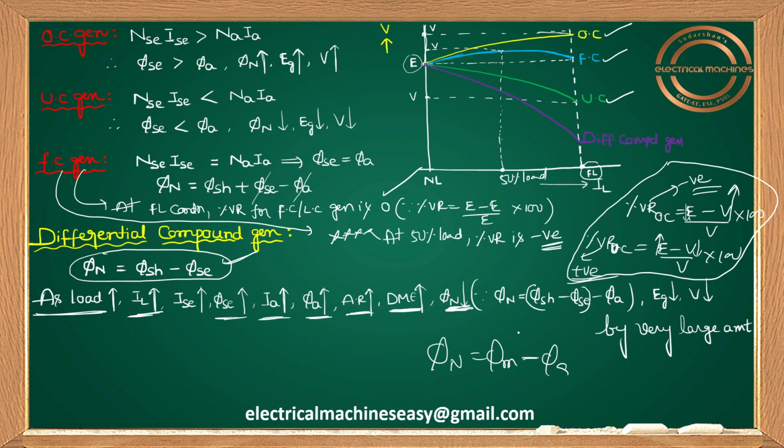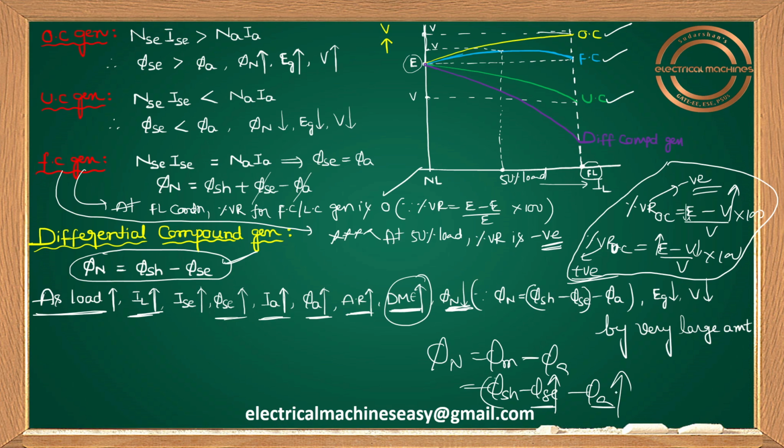Why am I writing minus here? Because of the demagnetizing effect. Okay. So here main flux means what? Shunt flux minus series flux in differential compound. Minus phi a is there, already phi a is increasing. And phi sc is also increasing. So this is increasing, this is increasing. That means two negative terms are increasing. Try to understand, two negative terms are increasing.